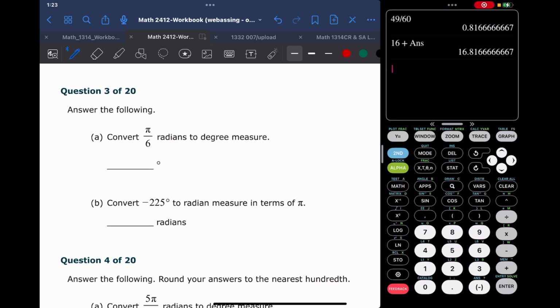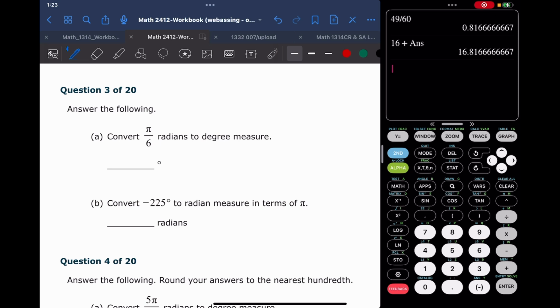Number 3 says to convert pi over 6 radians to degrees. So it's going to be pi over 6 times 180 over pi. So I'm going to get 30 degrees.